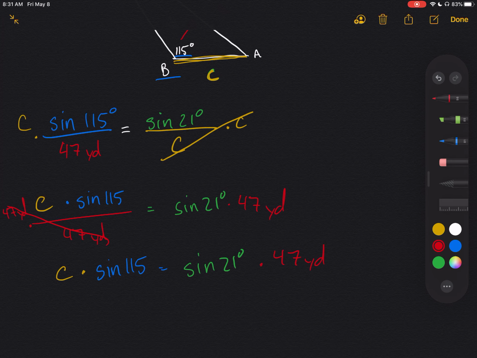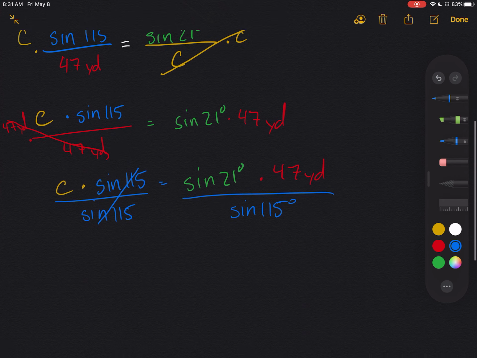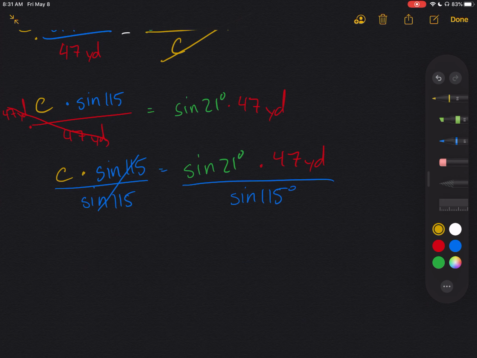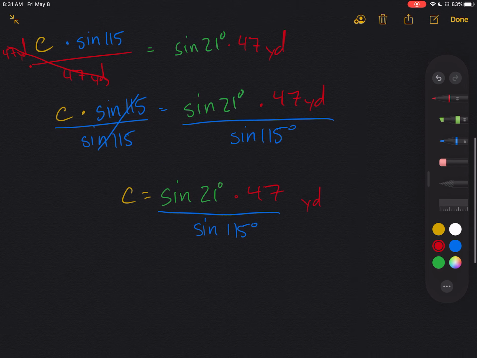And then I want to get C by itself, so last thing I need to do is divide by sine of 115. So you'll recall, hopefully, that the sine of 115 is just some number that we haven't computed yet, so we can divide by it like as if it were 10 or something like that. And so finally we get that C is equal to the sine of 21 times 47 divided by the sine of 115. And can't forget about the yards, because that's the side length, right?